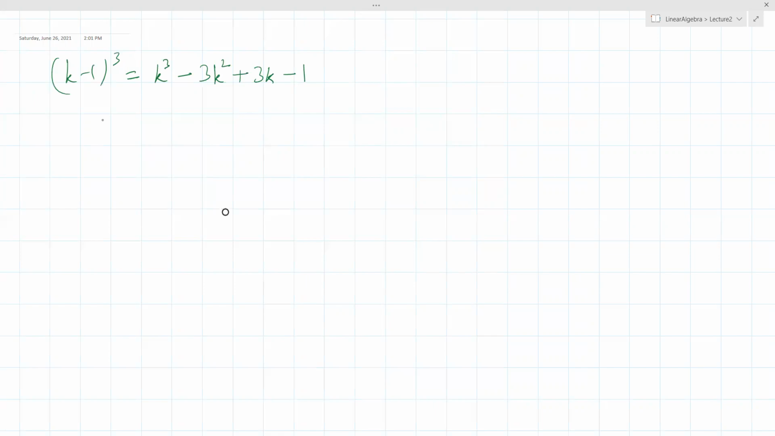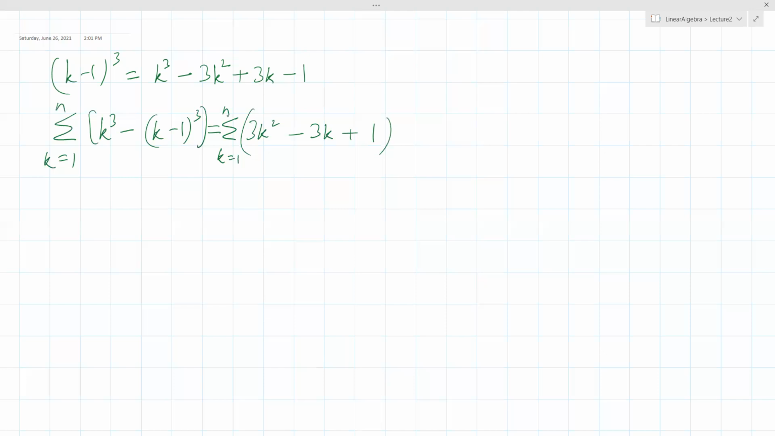Okay, so you have k cube minus (k minus 1) cube is equal to 3k square minus 3k plus 1. Is that all right? Yes, sir. Okay, so on both sides, let us say I do sigma of k equals 1 to n. On this side also, I do a sigma of k equals 1 to n. This is what I want.